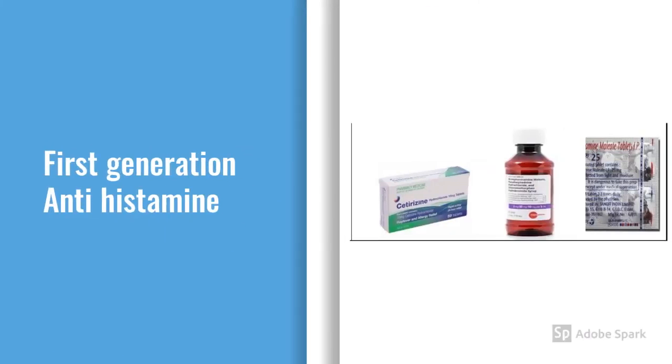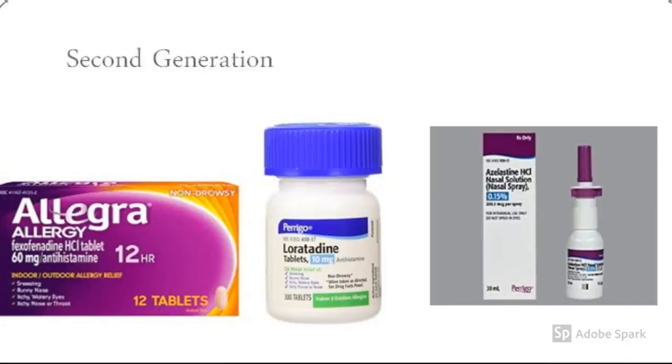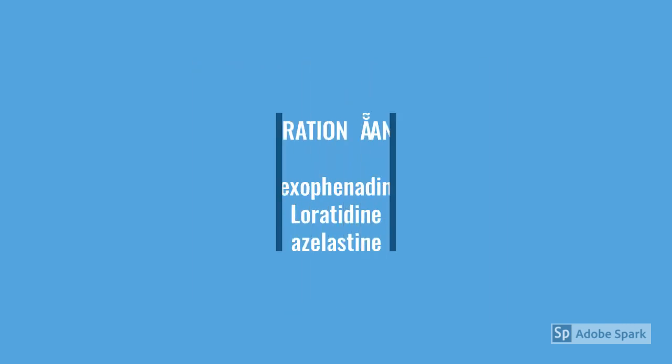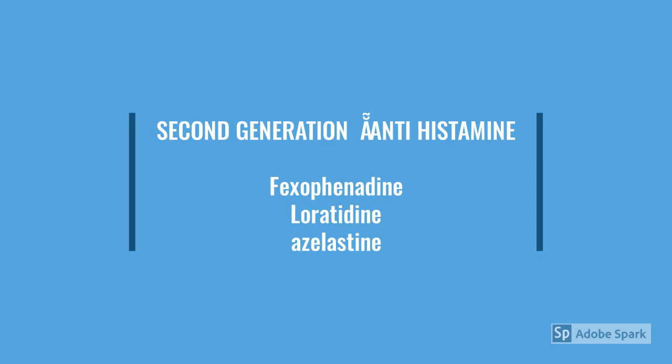These are the first generation antihistamines. These are the second generation antihistamines. Okay, first generation antihistamine examples are astatidine, brompheniramine, chlorpheniramine, cetirizine, diphenhydramine, hydroxyzine, and meclizine. Second generation antihistamine examples are fexofenadine, loratadine, and acetaminophen.